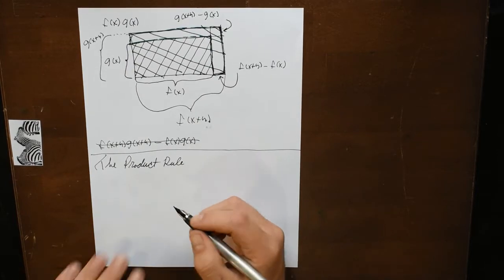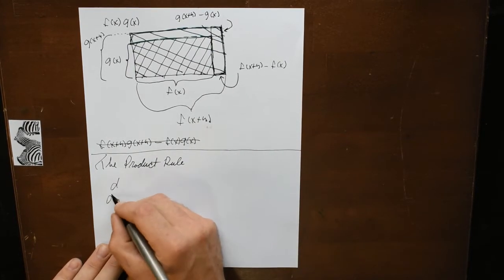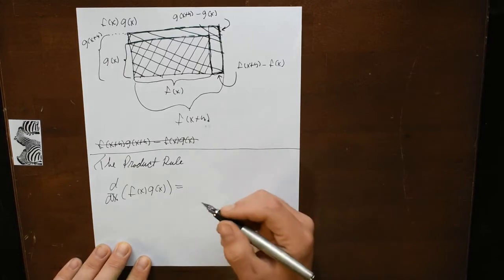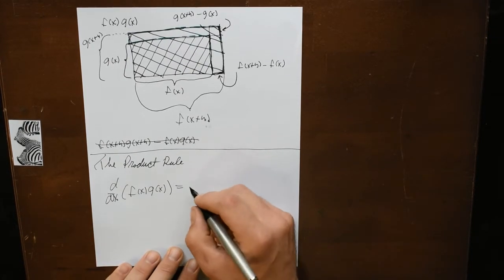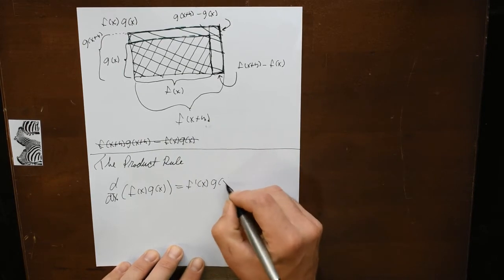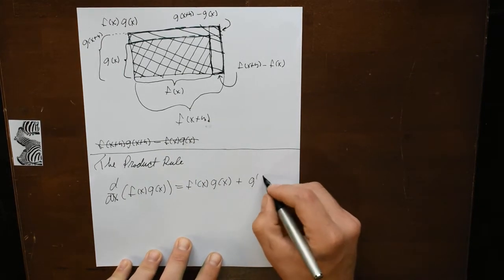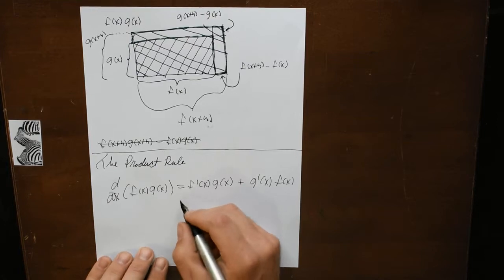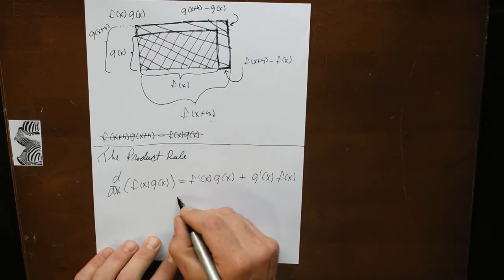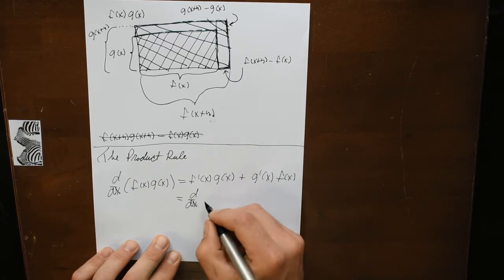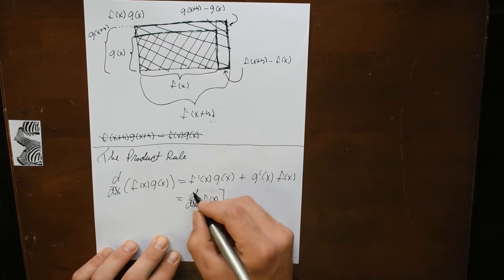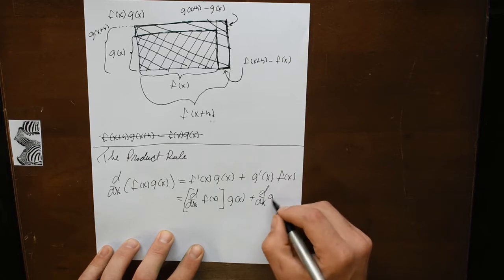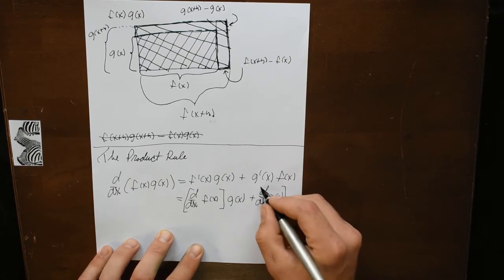Saying that if we've got two differentiable functions f of x and g of x, the derivative with regards to x of their product is equal to, and there's a couple different ways of writing it. I like the prime notation: f prime of x, g of x, plus g prime of x, f of x. You could also say, and I've switched notation here, that this is equal to the derivative with regards to x of f of x, that times g of x, plus the derivative with regards to x of g of x, times f of x.